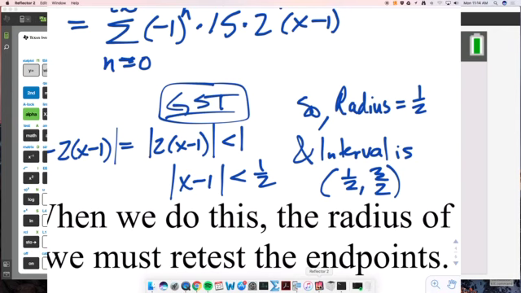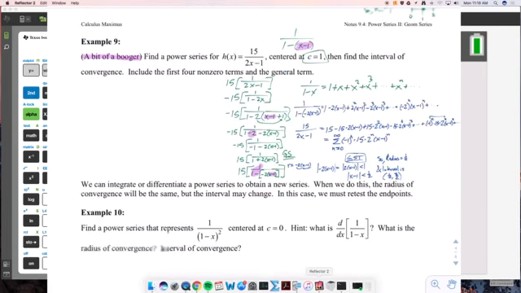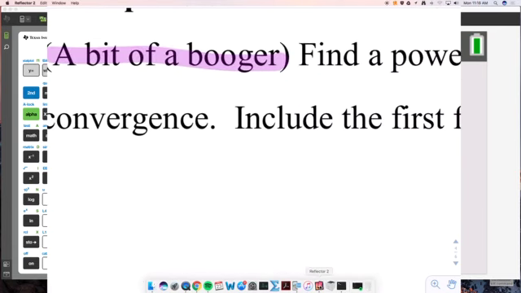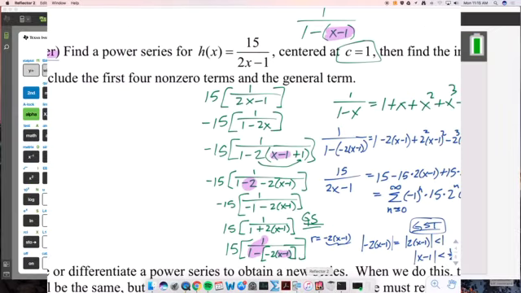But again, if I were to then take the derivative or the integral of this, which is what we're doing in subsequent examples here, then I would have to retest the endpoints because one of them could now work all of a sudden. All right, sweet. So that one's a bit of a booger. You're not going to have to do one like that. But as much algebraic manipulation as we did, I think it's probably still a little faster. Maybe not. I don't know. Maybe if you did Taylor's theorem, you would have had it sooner.